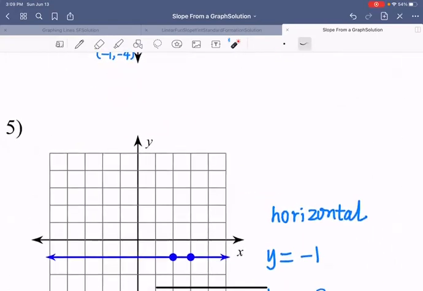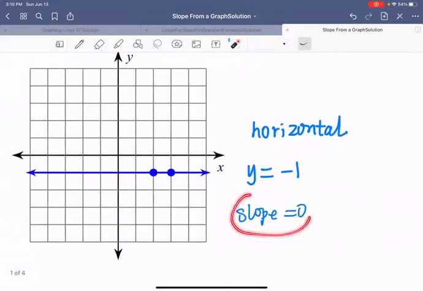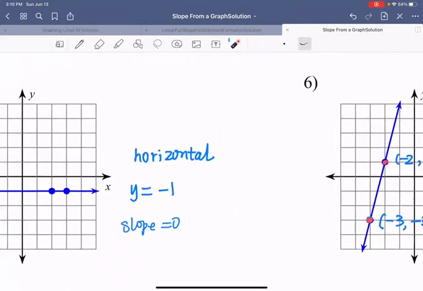Now, how about this one? The horizontal one. How do you get the slope? For the horizontal one, you see the rise? The rise is 0. So the slope is 0, right? Yeah. Okay, we always want to remember for the horizontal line, the slope is 0, okay?